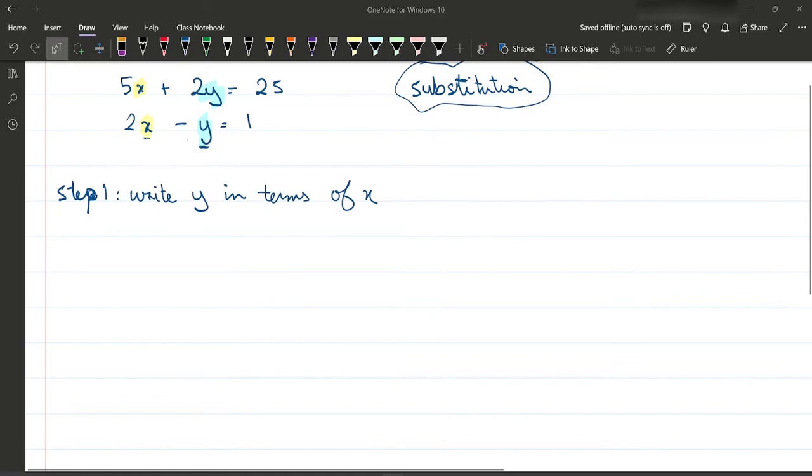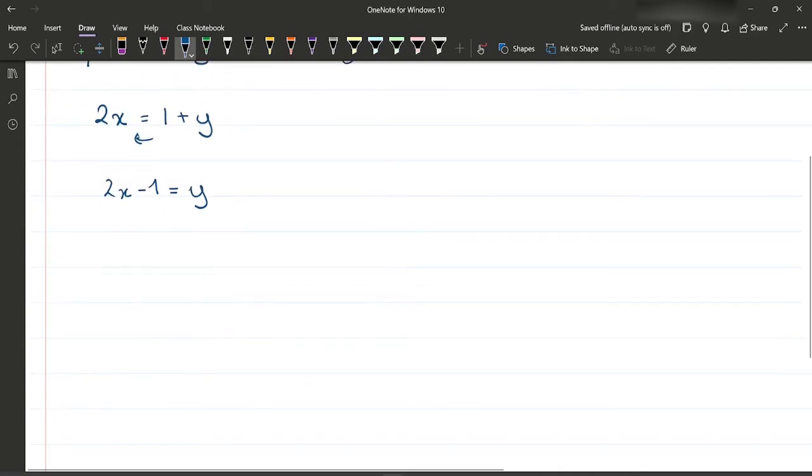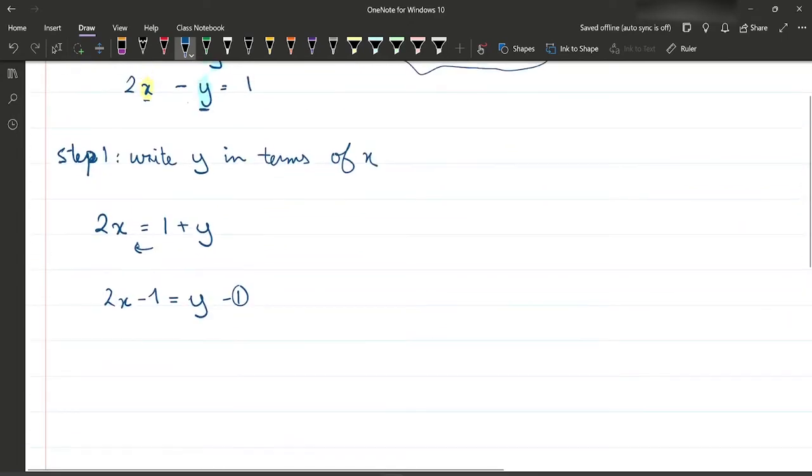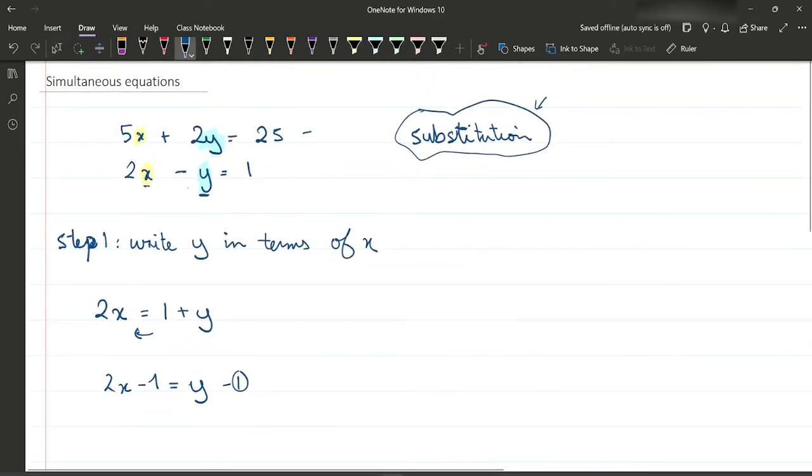So let's do that here. Let's say I want to take the minus y to the other side, and that will give me 2x equals 1 plus y, and I'll take the 1 inside here: 2x minus 1 gives me y. So this is our equation 1. Now let's call this equation number 2, because I will put this equation into this equation, and you will see how.